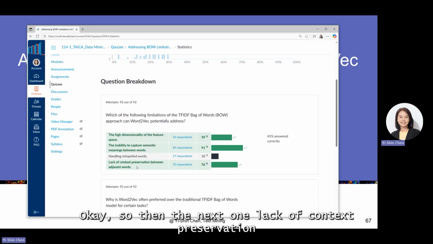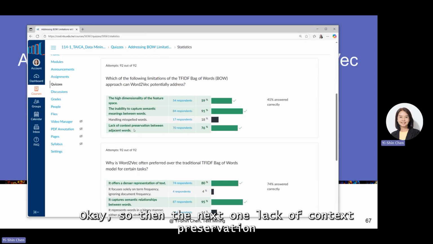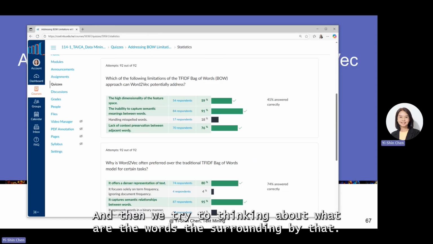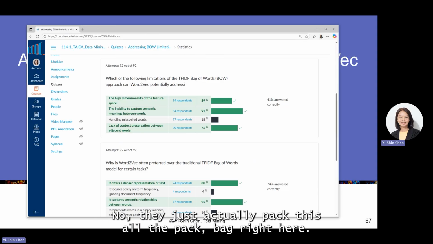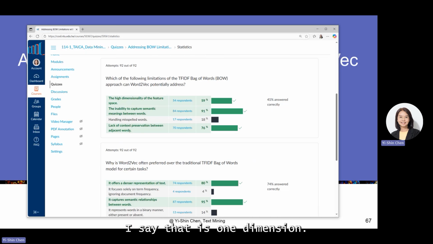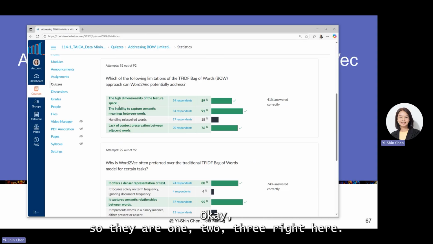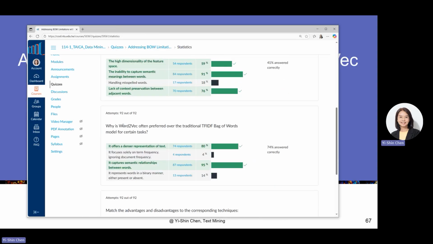Okay, so the next one, the context preservation between adjacent words. TF-IDF does not say, if you see marvelous, let me think about what the words surrounding it are. No, it just packs this whole bag right here and says that is one dimension. And afterward, it doesn't care about all the context surrounding those bags. Okay, so there are 1, 2, 3 right here.